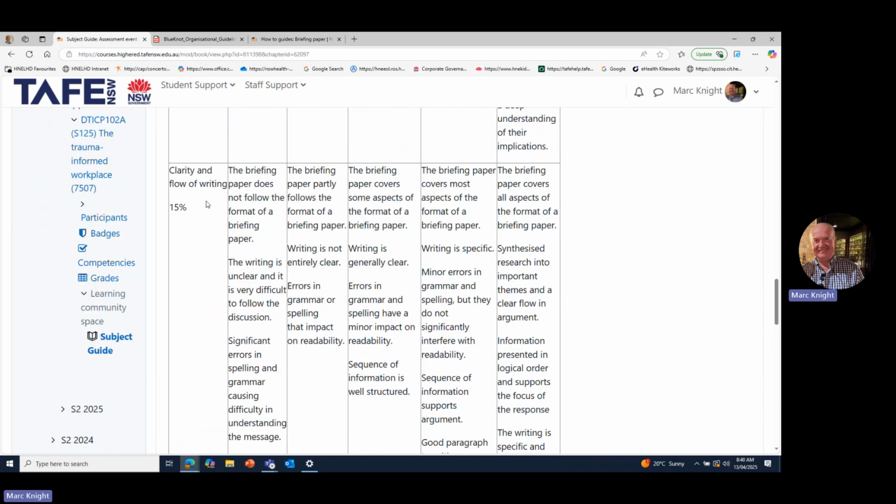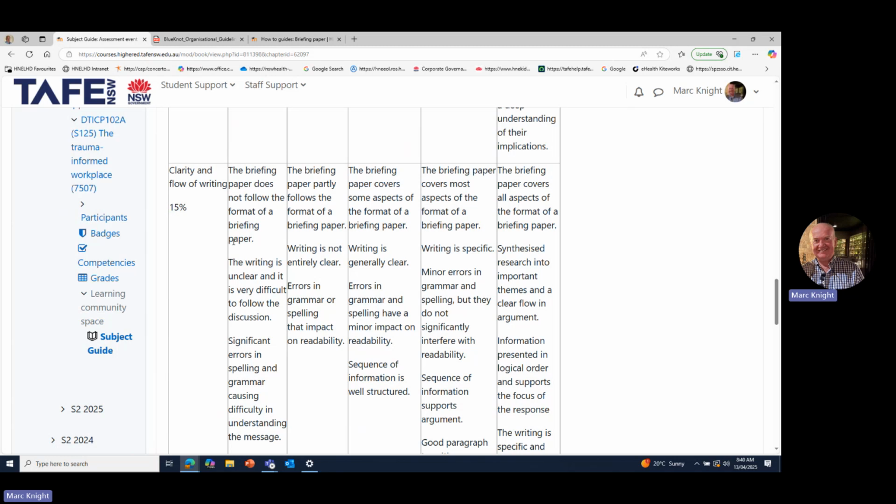So hence why it's worth 15 marks and not 10, because it's usually only worth 10, is that we're looking for your briefing paper to be logical and specific and to have a flow that makes sense to the reader. So remember, when I'm reading this, I'm going to be thinking that I'm a manager and you've prepared me a brief. I need to be able to understand what you've done and how you've done it.